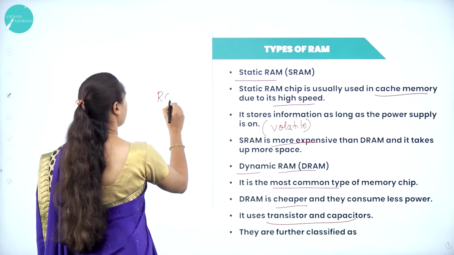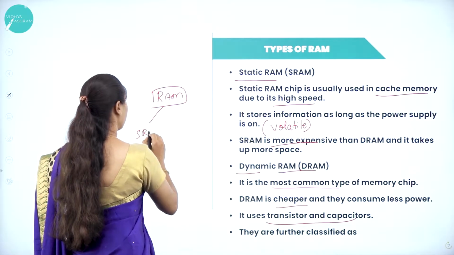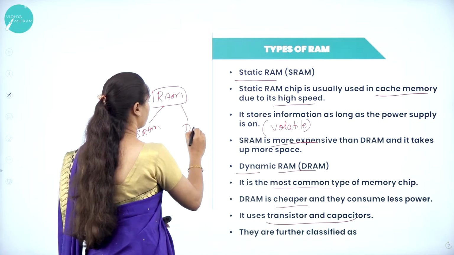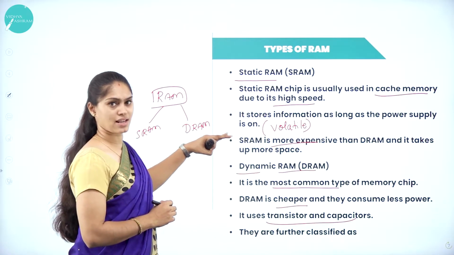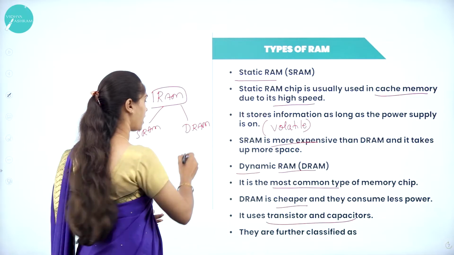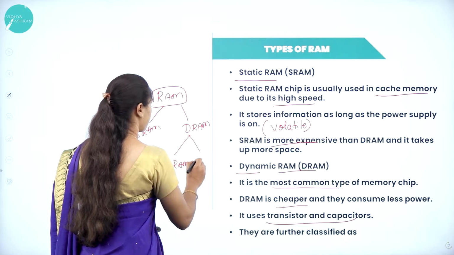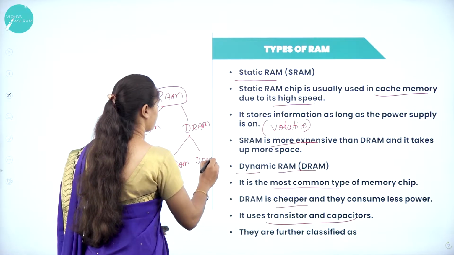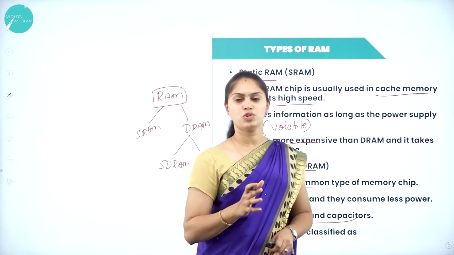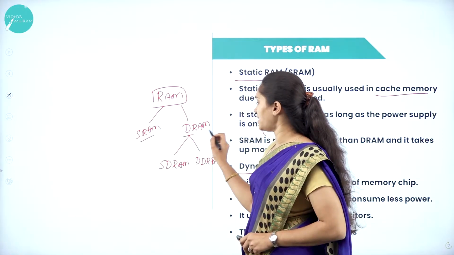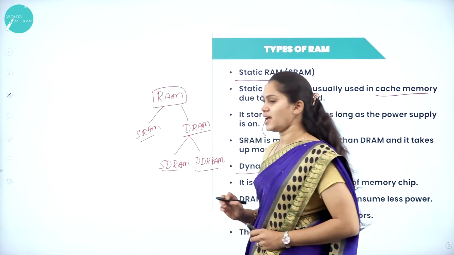Here you can see that we have RAM. RAM is further classified into two types, SRAM and DRAM. This DRAM is nothing but dynamic random access memory, which is again classified into two types, that is SDRAM and DDR-RAM.